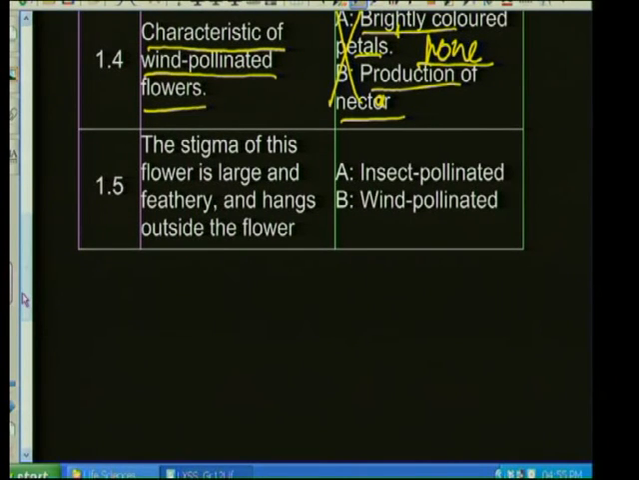The stigma of this flower is large and feathery and hangs outside the flower. Those are the clues. Would it be insect pollinated or wind pollinated? If the stigma was outside, the insect has no business there, so it's going to lose out if it does that. But if the stigma is outside and pollen is being carried in the wind, then there's much more chance that the pollen will land on the stigma. So your answer here is B only.